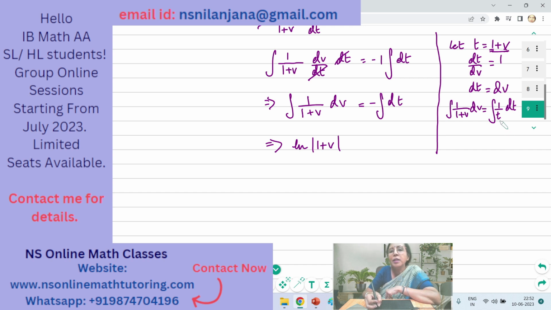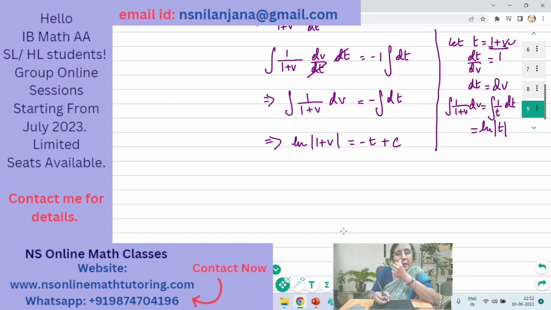And we know if we integrate 1 over x with respect to x, it is ln of x. If we integrate 1 over t with respect to t, it will be ln of t. And what is t? t is 1 plus v. So that is how I am getting ln of modulus 1 plus v equal to minus t plus c. Don't forget the constant of integration.